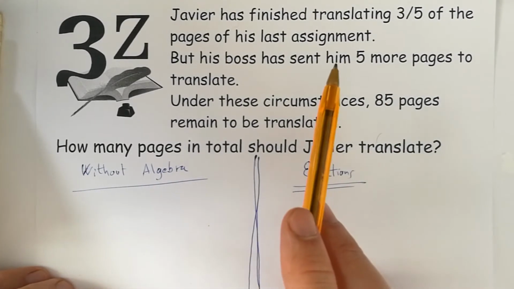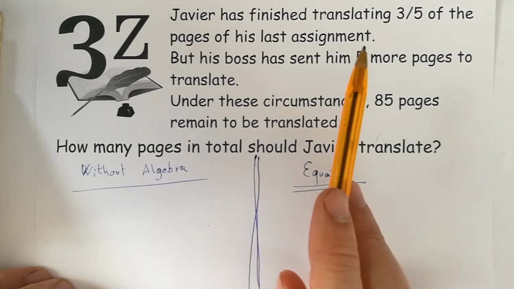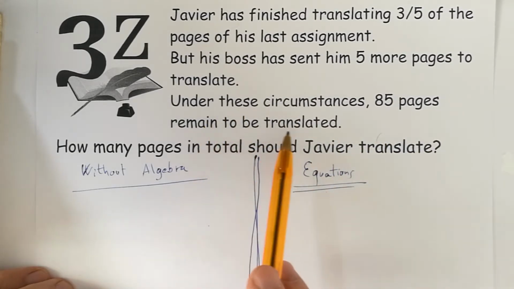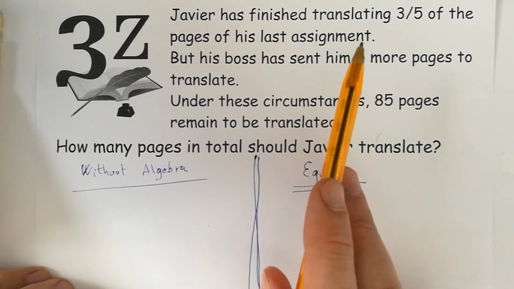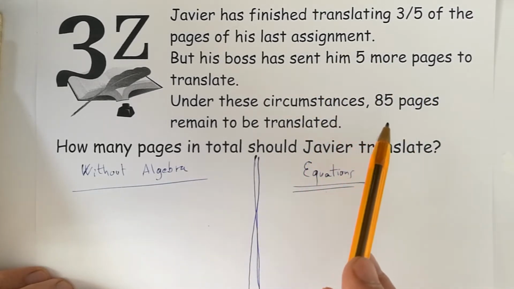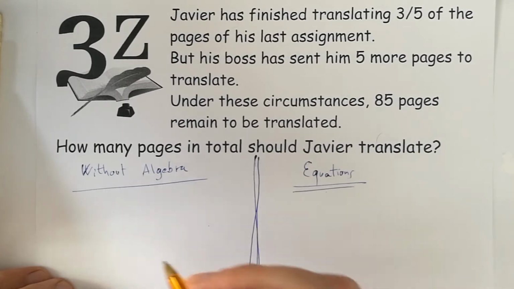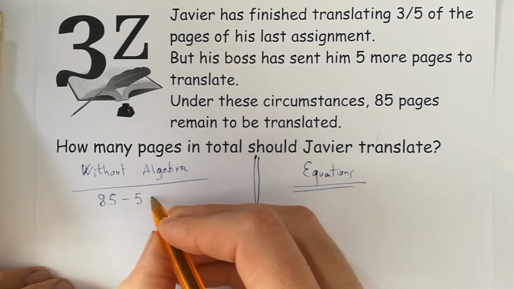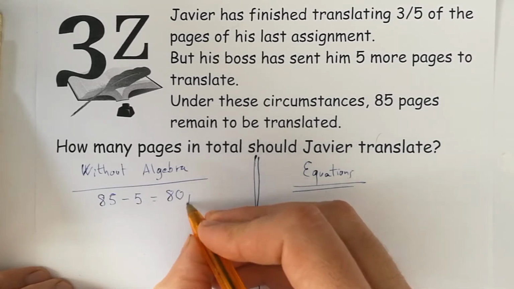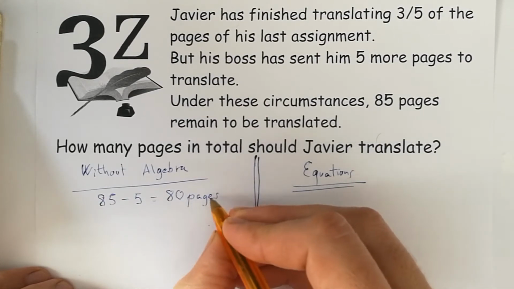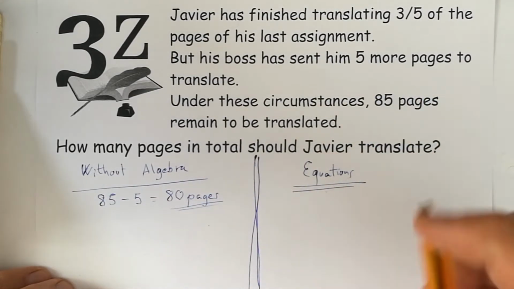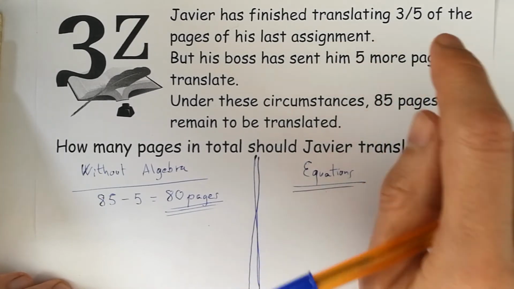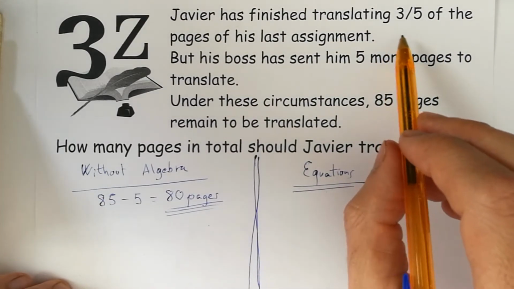The easiest way is to realize that if he has been sent 5 more pages and he has 85 to be translated, it is because before these 5 extra pages, he had 80 pages to translate. If we take away the 5 extra pages, we get 80 pages before this extra work.